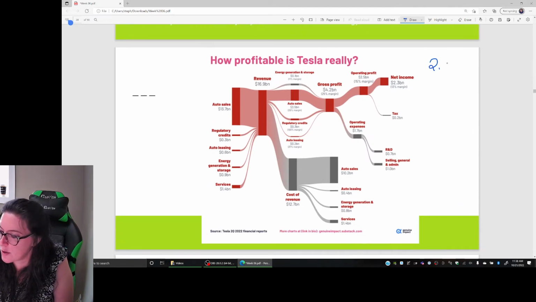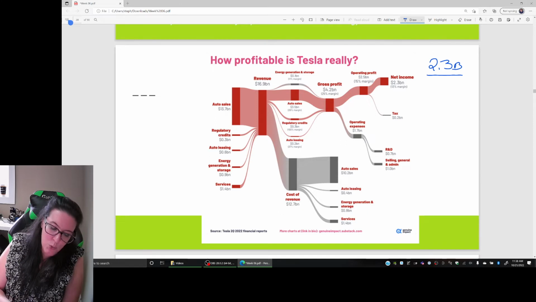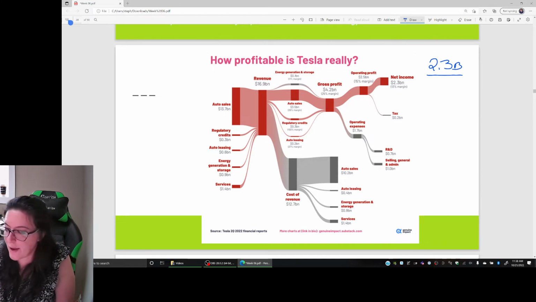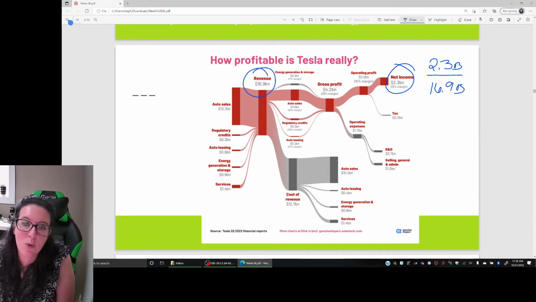We would take our $2.3 billion net income. We are dividing that when it comes to our profit margin, divided by sales. So divided by our $16.9 billion. And so the profit margin for Tesla is 13%.